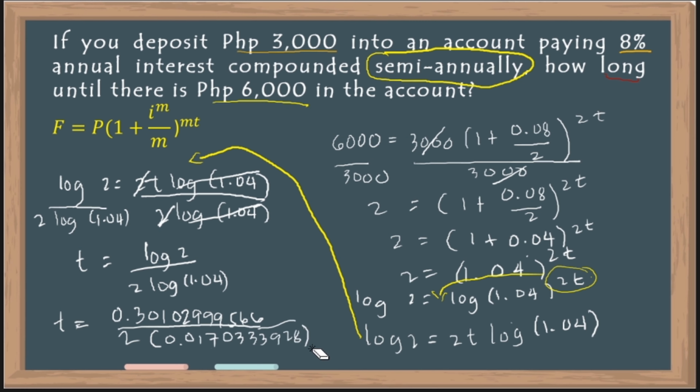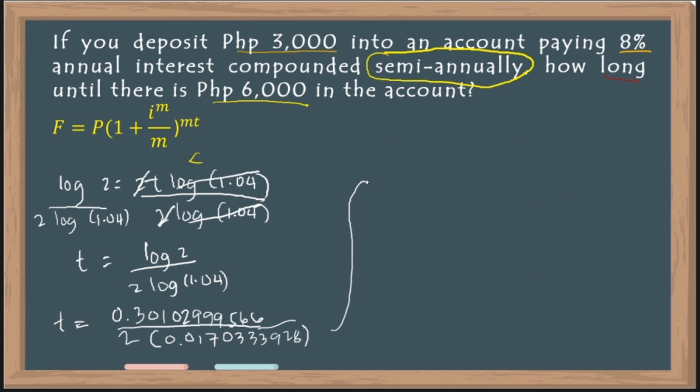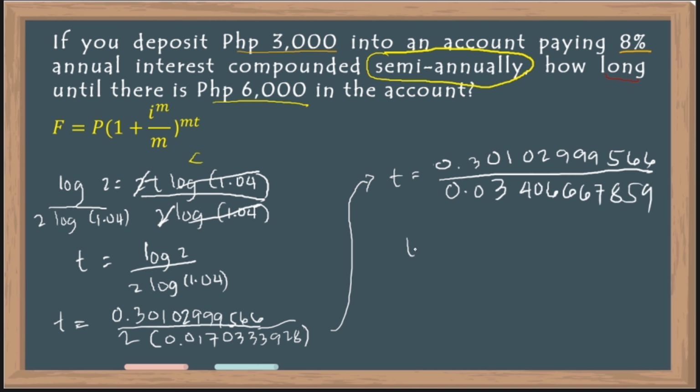Okay? So, again, erase ulit natin to, no? Okay. So, ang mangyayari t is equal to 0.301 over 2 times 0.017. So, i-times natin to 2 times this one. Then, divide lang natin yan. Ang sagot ay 8.836. That is our answer. Years. So, this is now our answer.